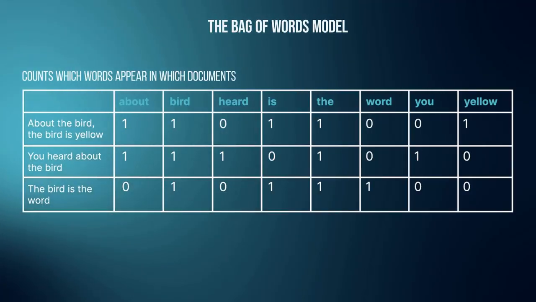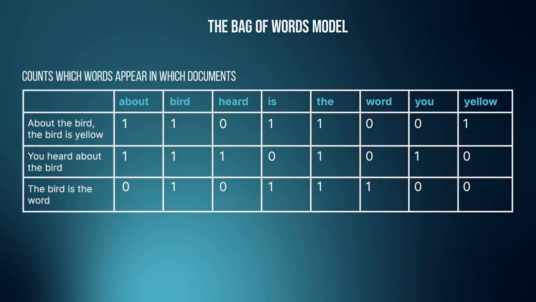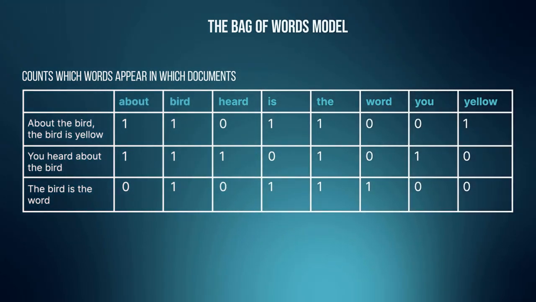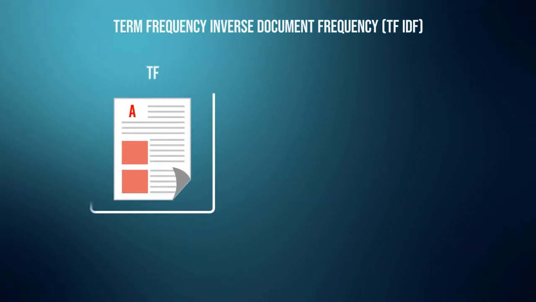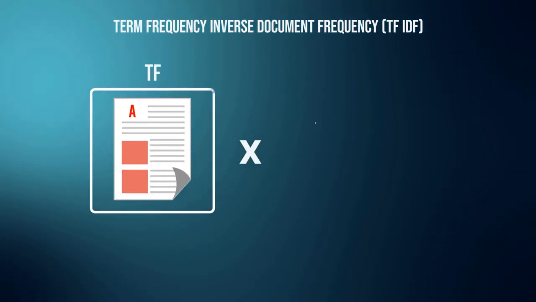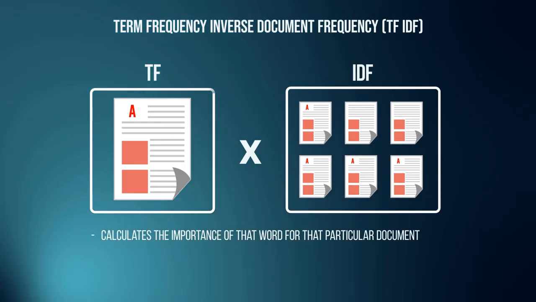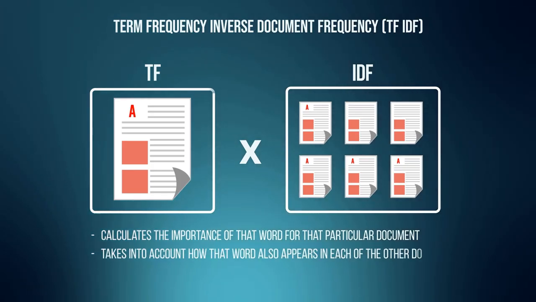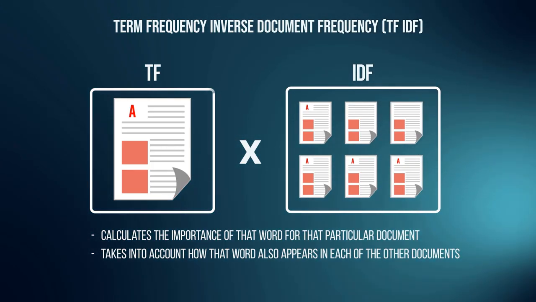The bag of words model is a really simple method. It just counts which of our words appear in which of our documents. It's simple and easy to understand, but you do lose a lot of context. TF-IDF captures a little bit more of that context. It calculates the importance of that word for that particular document and takes into account how that word also appears in each of the other documents in our data.